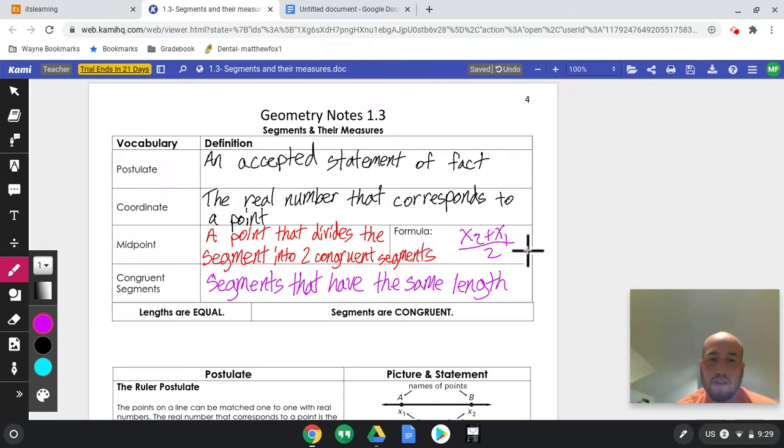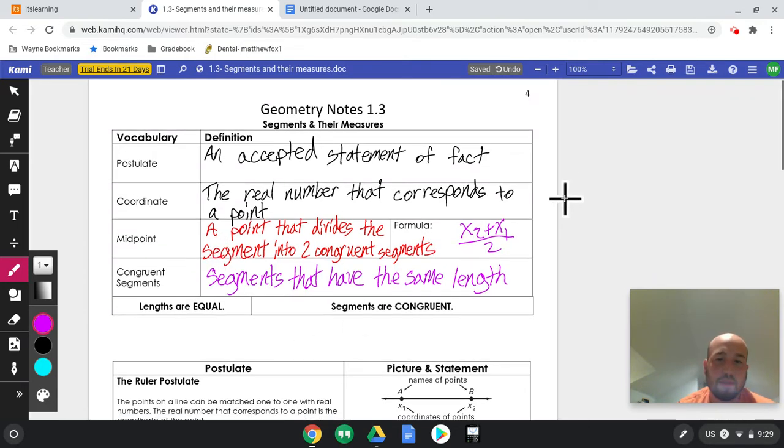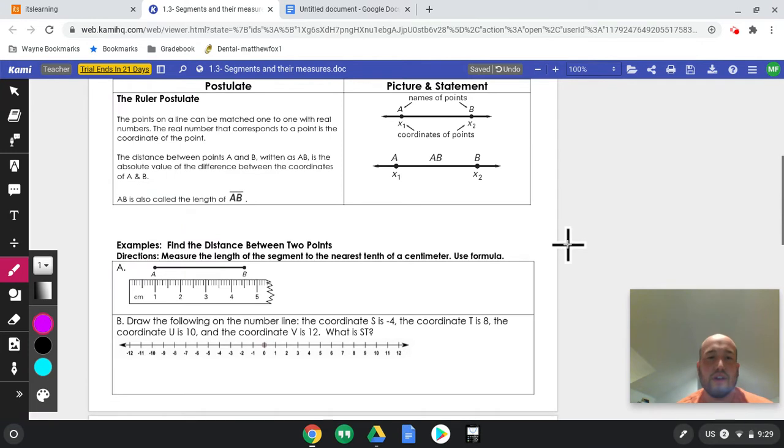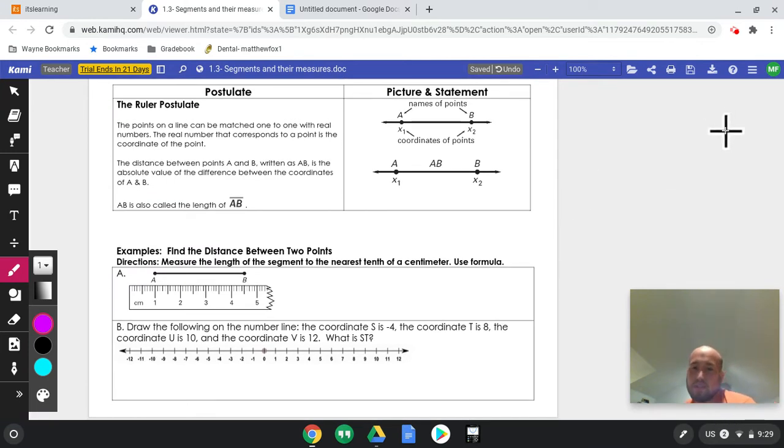All right, so now, postulate, as we said, is an accepted statement of fact. And as we look here, the ruler postulate is simply the concept of why a ruler works, how we can measure something using a ruler. Okay, so if we're trying to measure the distance between 2 points, we can simply take the farther point to the right, the higher value, and subtract the lower value. So in our case here, we'll take x2 minus x1, and we will get AB.